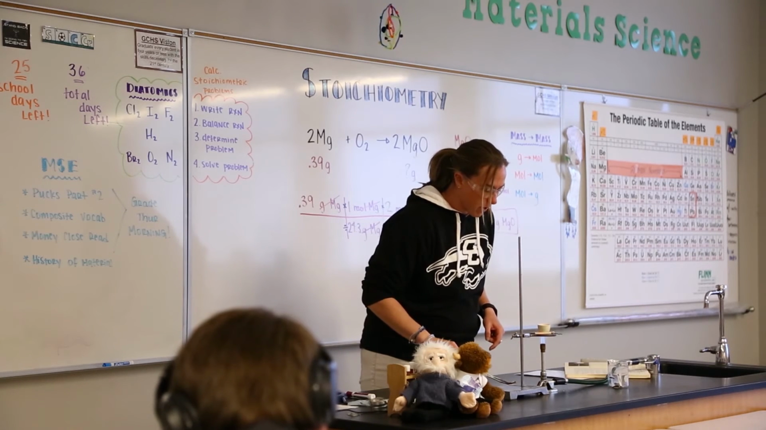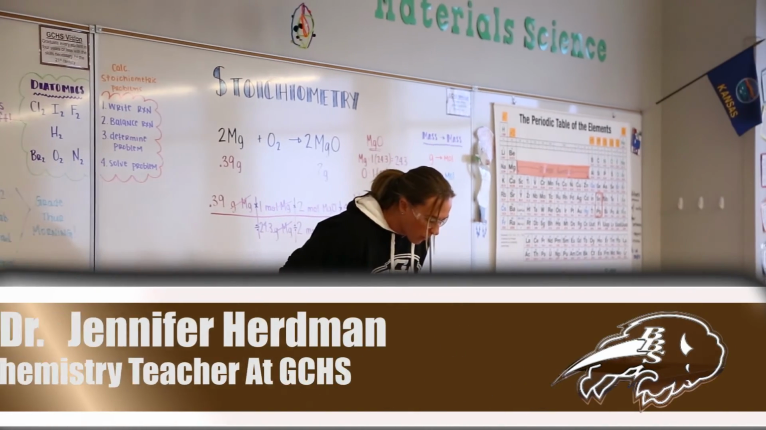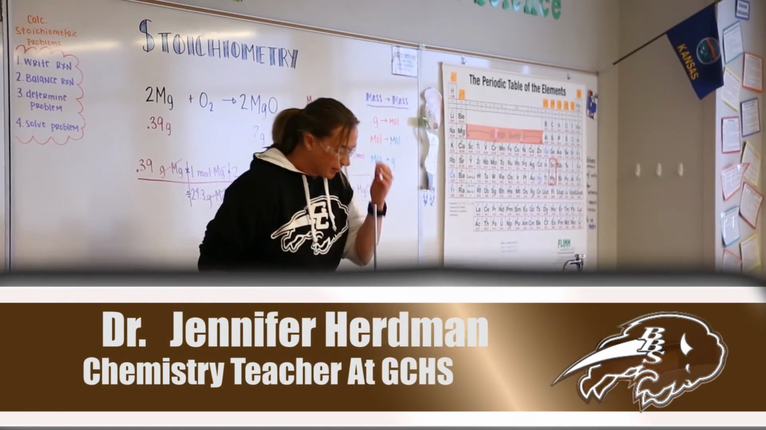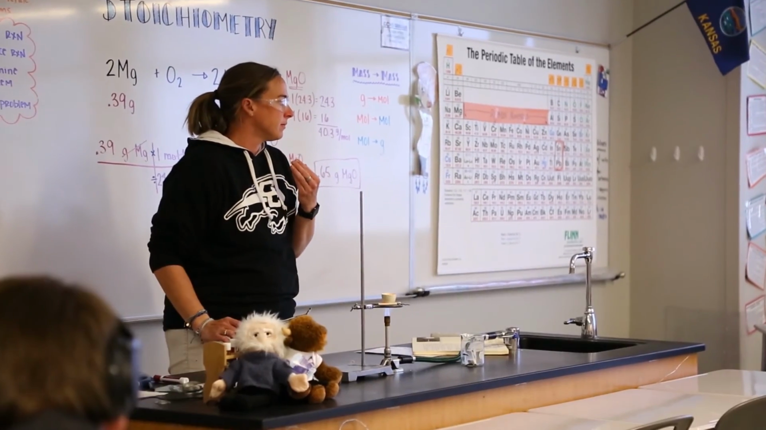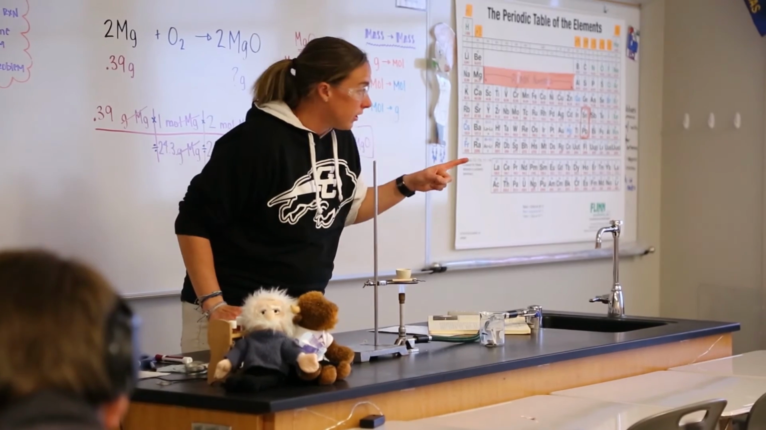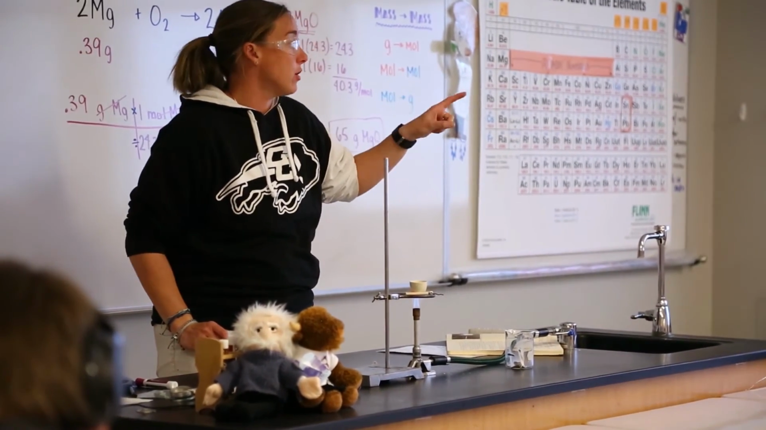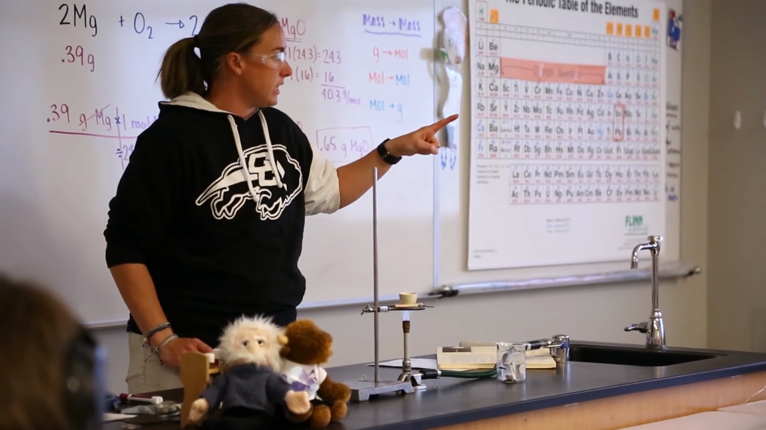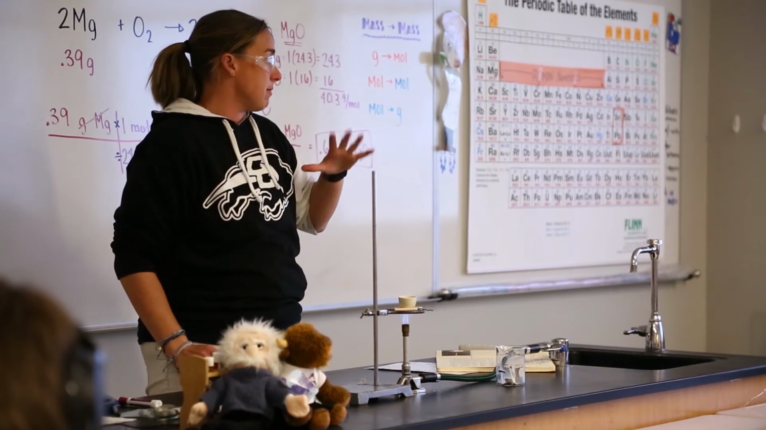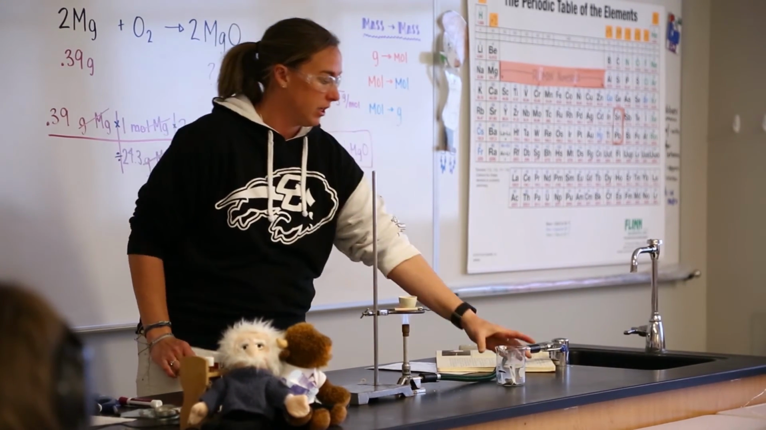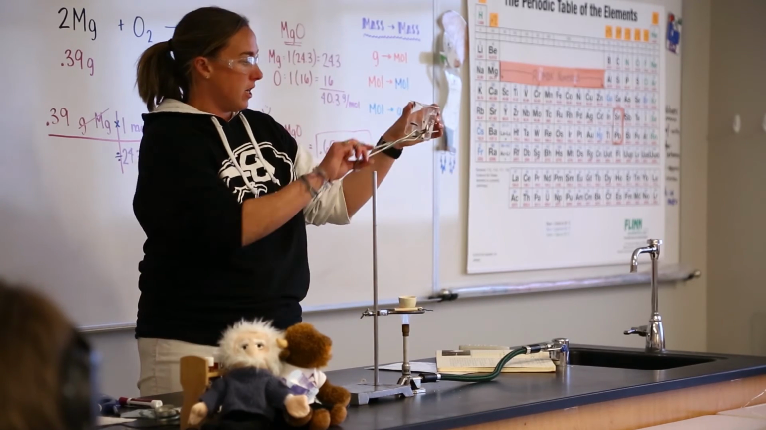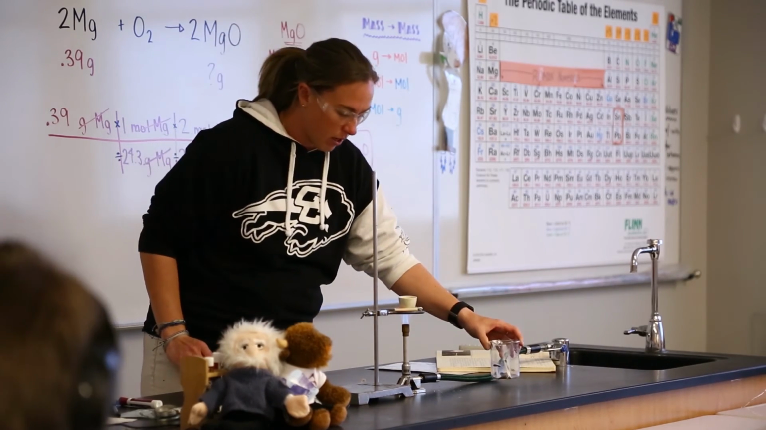Okay, let's add a little more oxygen. We're really close. How am I going to know when it's done? It's not going to make any more light, because the magnesium is what burns bright. Magnesium oxide is just like a white powder. It's like that on the side there. That's magnesium oxide.